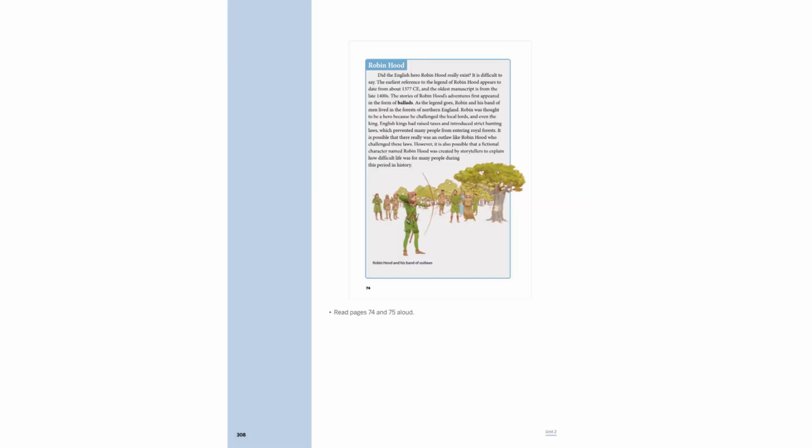The legend of Robin Hood dates back to around 1377 CE, with the oldest manuscripts from the late 1400s. Robin Hood, a hero in ballads, lived in northern England's forests, challenging local lords and the king. He opposed high taxes and strict hunting laws. Whether real or fictional, Robin Hood symbolizes resistance against oppressive medieval laws.